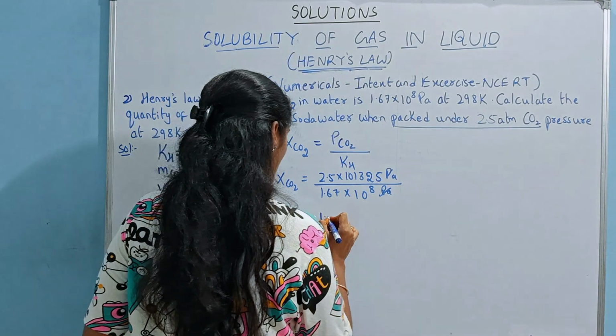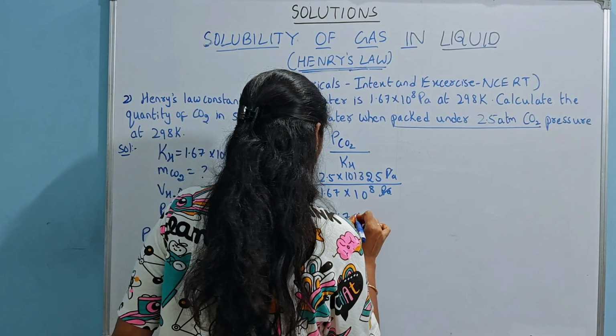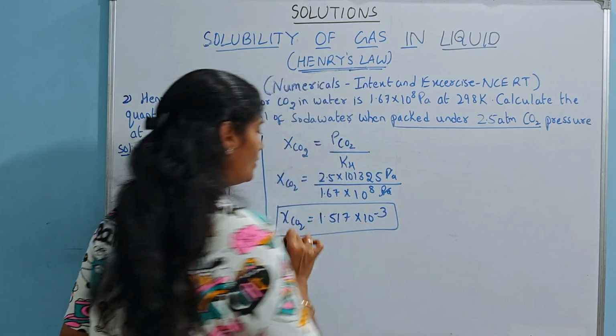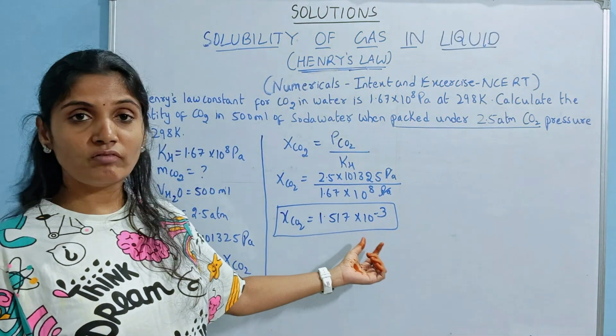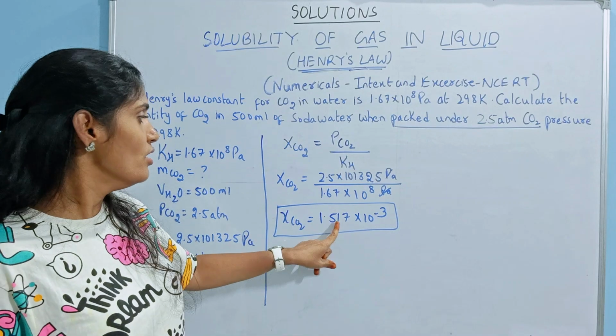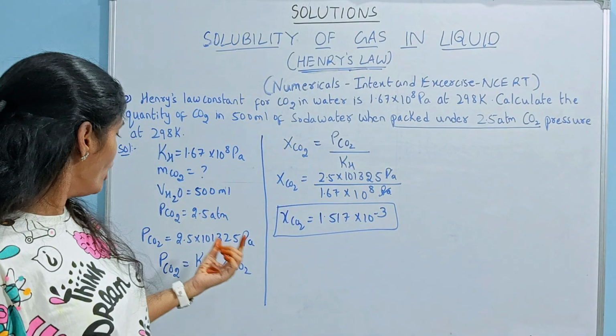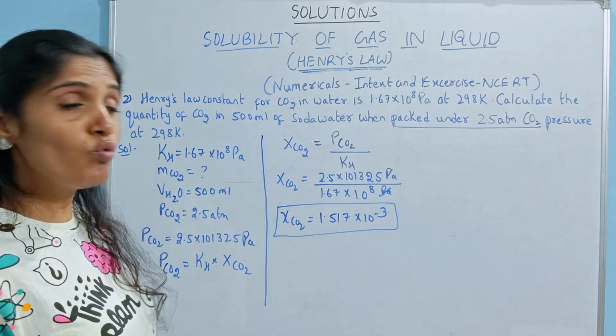get 1.517 into 10 to the power of minus 3. So the mole fraction of CO2 will come to 1.517 into 10 to the power of minus 3 if you do this calculation. Now when you have the mole fraction of CO2, what can I do?